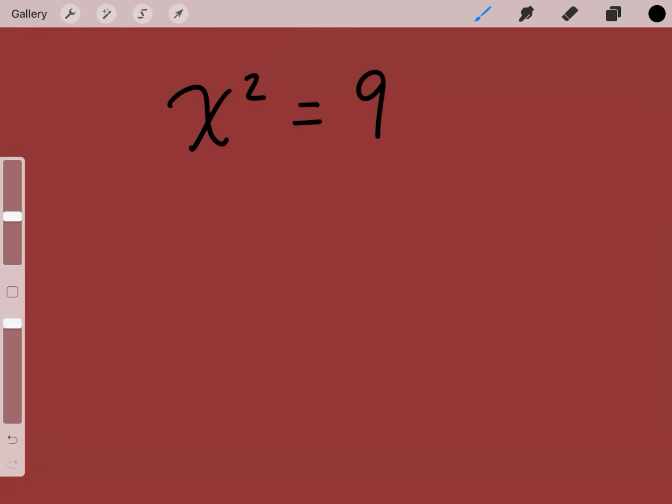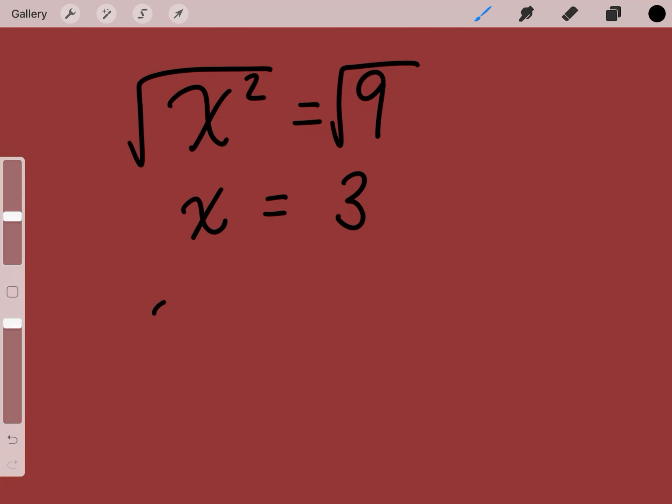Well, in order to undo or use the inverse operation of squaring, I will take the square root of this side. So all I'm left with on this side is x. And whatever you do to one side of an equation, you have to do to the other. So I'd have to find the square root of 9. The square root of 9 is 3. So that's going to be my answer.